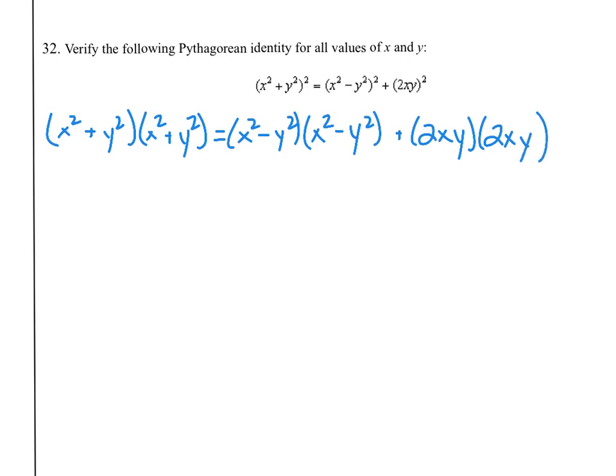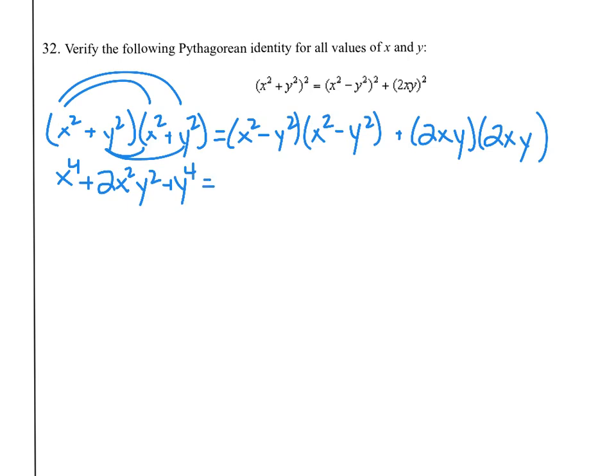Okay, so on the left side of the equal sign here, I'm going to double distribute. So there I'm going to get x to the fourth. Now here I'm going to get plus x squared y squared and plus another x squared y squared. So I'm just going to write 2x squared y squared. And then lastly, y squared times y squared is y to the fourth.